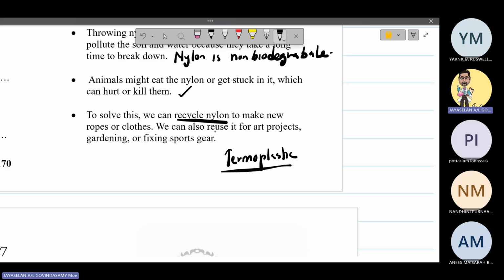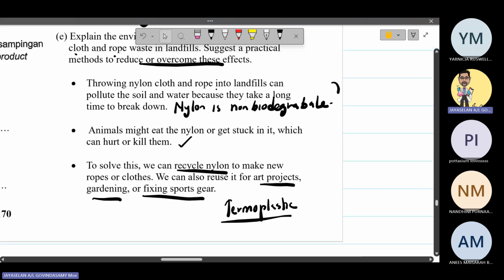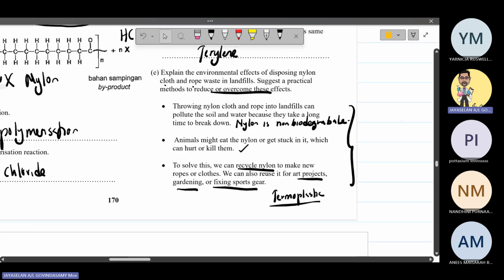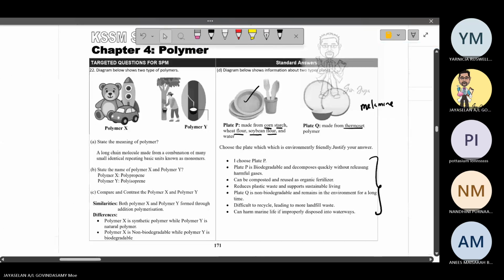Okay, we can use it, then you give one example. We can reuse it for art project, gardening, fixing sports gear, whatever you write. Any question? So if a question like this comes out, you all should be able to answer and get your 3 marks. Okay, any question?